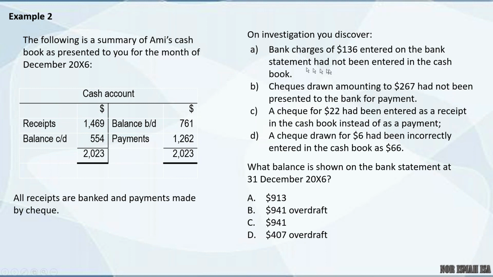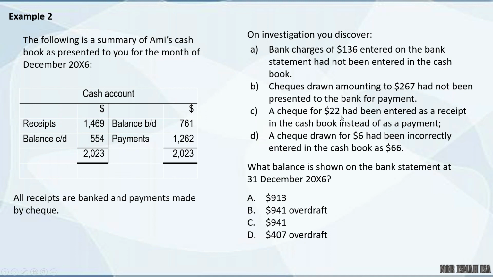So these are the mistakes. Number one, a bank charge of 136 was entered on the bank statement but not entered in the cash book. So this should be adjusted in the cash account because it appears in the bank statement. Number two, a check drawn amounting to 267 had not been presented to the bank for payment. This is an outstanding check, so it is not in the bank statement.